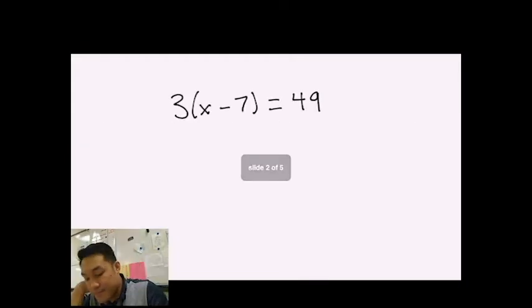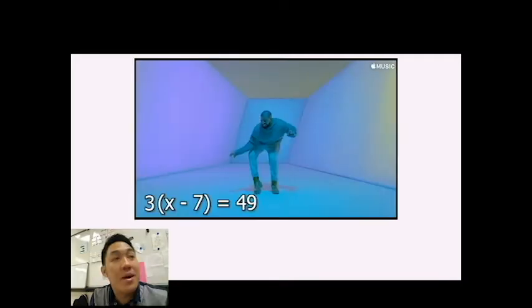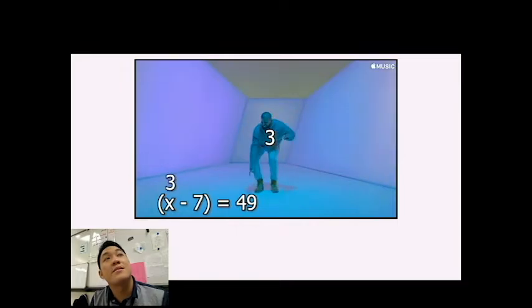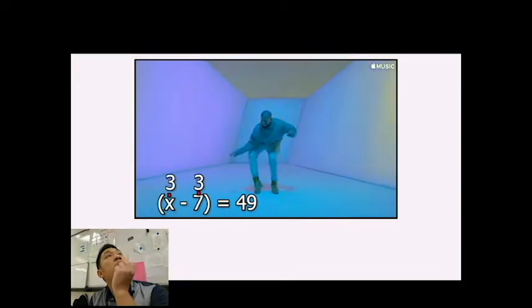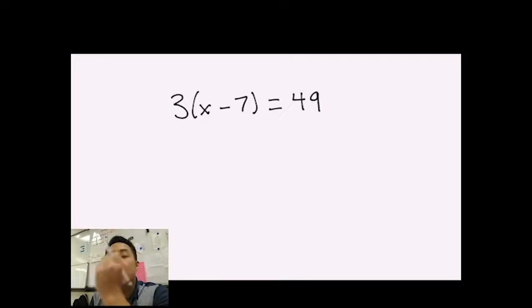All right. So here's the first example. I've got 3 on the outside, okay, and then open parentheses x minus 7 close parentheses equals 49. Okay, and so I've got my friend Drake here. Drake, can you help me out a little bit? What should I do here? Alright, okay. So, looks like what Drake's telling us to do is he's taking that 3, the one in the front, and he's passing it to the x and to the negative 7, and then multiplies them.